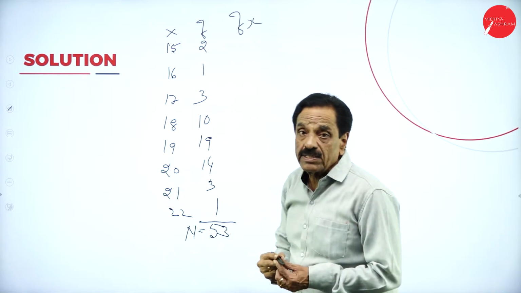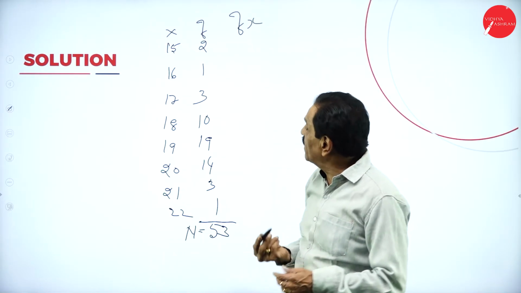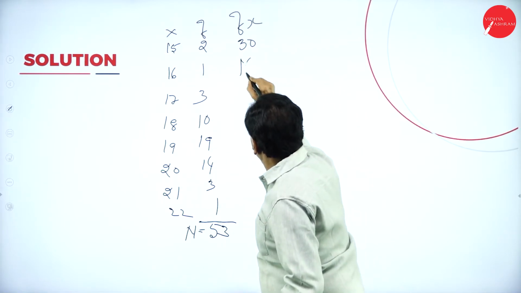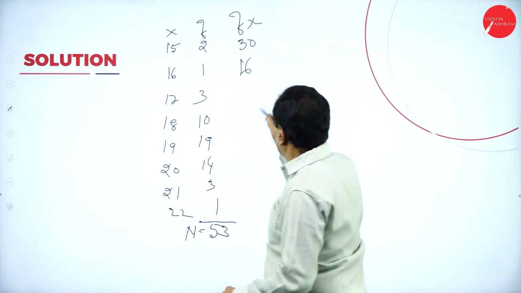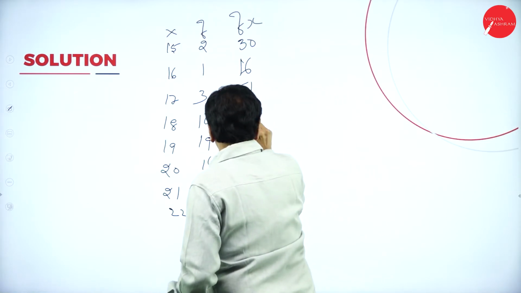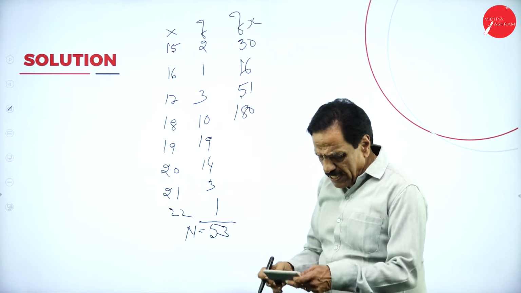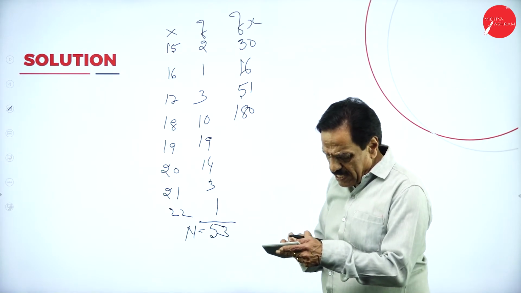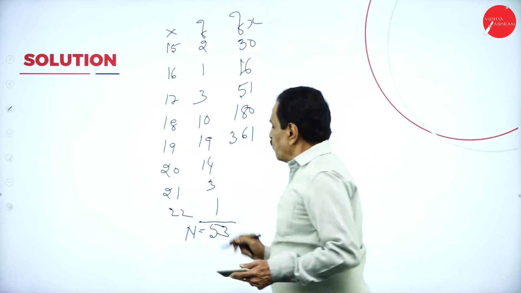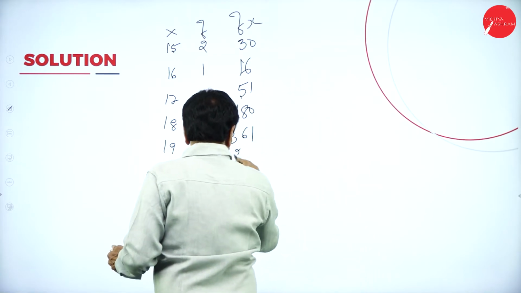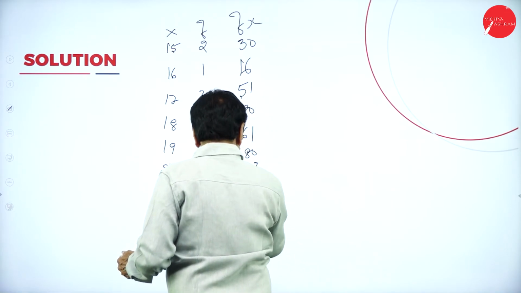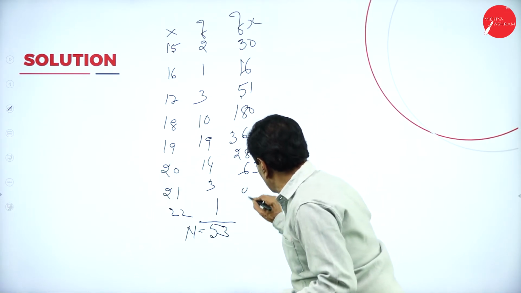Fx. What's the next step? F into x, you have to do. What is the first one? 15 2s are 30. 16 1s are 16. 17 3s are 51. 10 into 18, 180. 19 into 19, 361. 14 into 20, 280. 21 into 3, 63. 22 into 1 is 22.